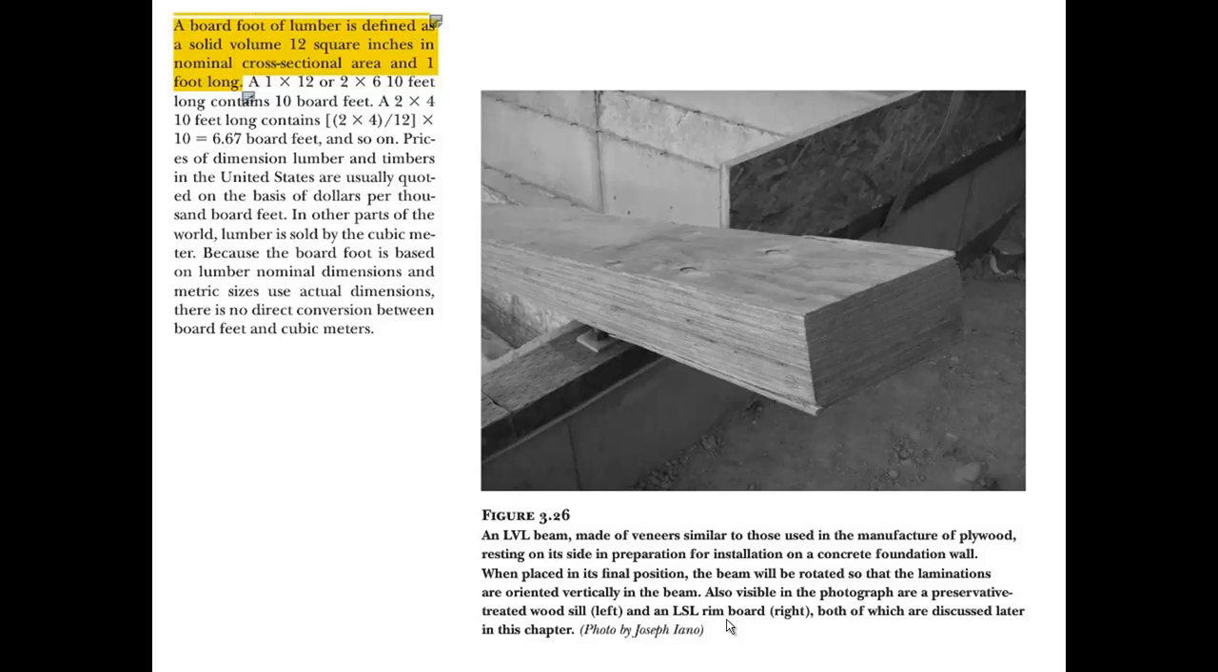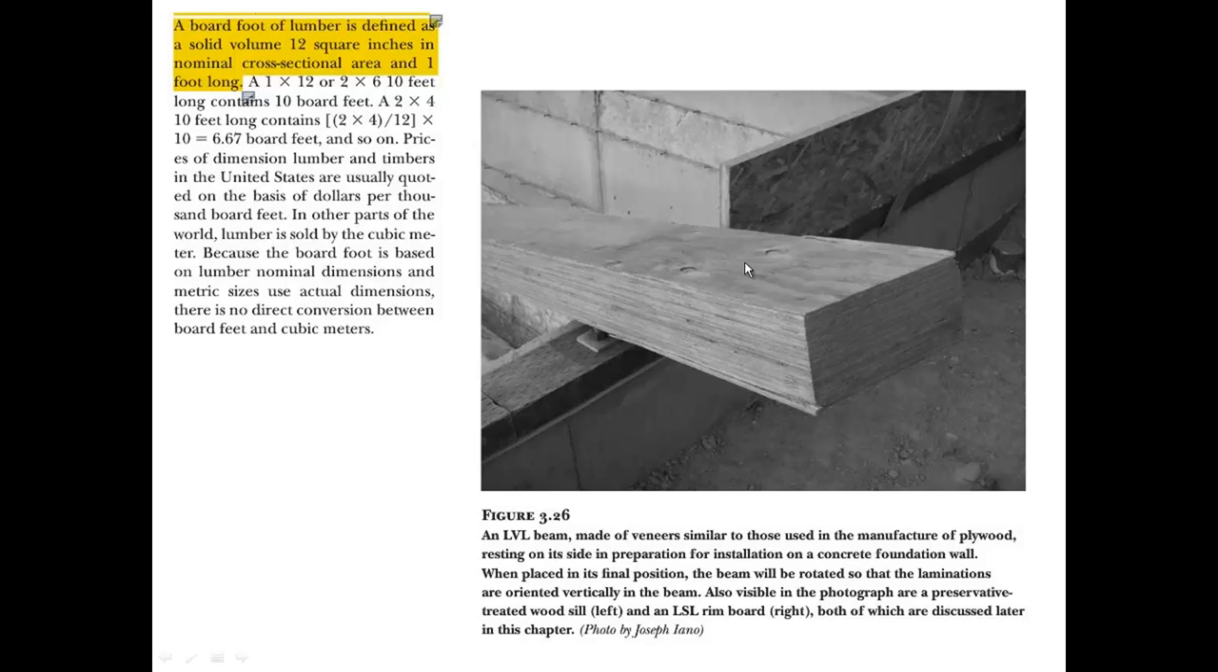So as you're estimating and putting things together, be cautious to know whether they're talking board feet or linear feet, because it does make a difference. A 2 by 4, 10 feet long is only 6.67 board feet. So you don't want to overprice yourself or undercut yourself by mistaking that.